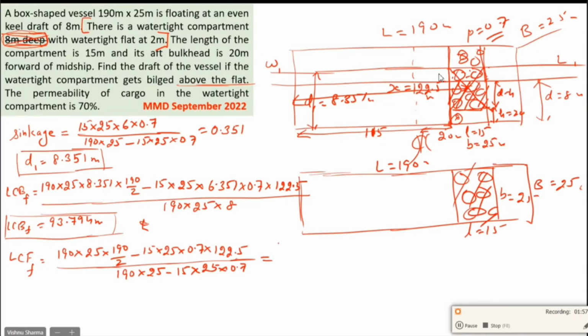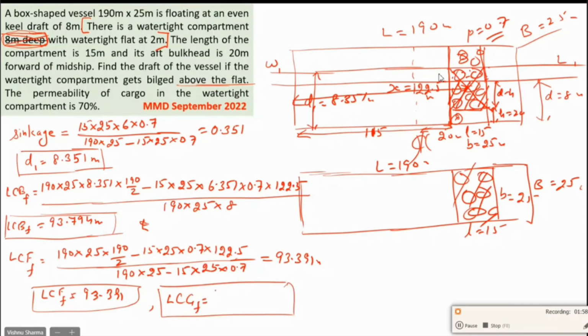Is the LCF coming 93.391? Yes, sir. 93.391. Very good. Fantastic. Of course, please find out what will be the LCG final. That will be 190 by 2. That is 95 meters.